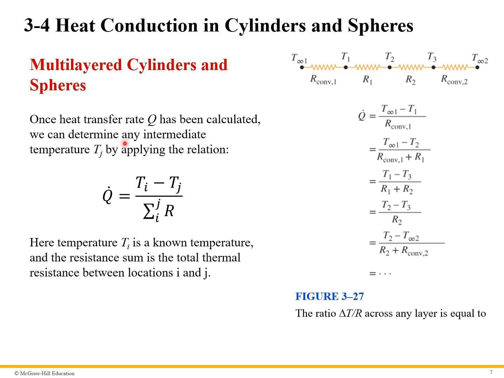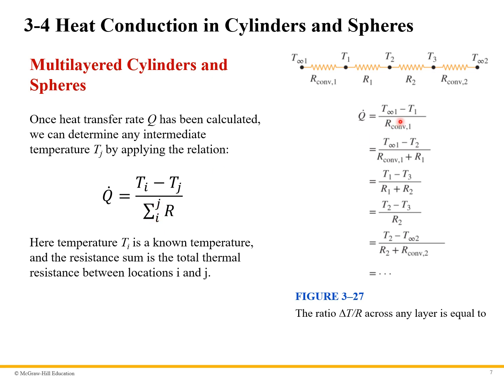So once we have determined the heat transfer rate Q, we can determine any intermediate temperature. Let's say we'll call it T sub J by applying the following relationship. So here, we have to know T sub I, and T sub J is what we're trying to find. Q dot is going to be the same because it's the same all the way through all the layers. We just need to remember to sum up the resistances between the layer we know to the layer we're trying to find.